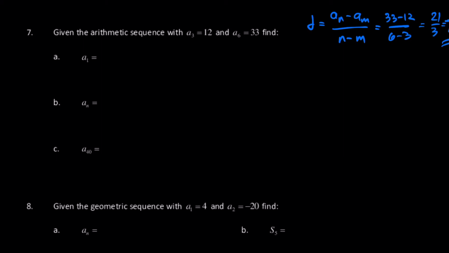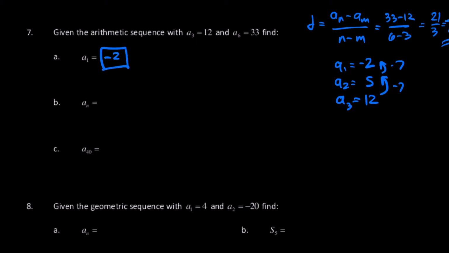How do I get a sub 1? Well, I just like to work backwards. You can plug into a formula, but I just find it a little quicker for me just to work backwards. If d is 7, and we have to go backwards, we are subtracting it. So a sub 2 would be 5. a sub 1 would be 5 minus 7, or negative 2. So a sub 1 is negative 2.